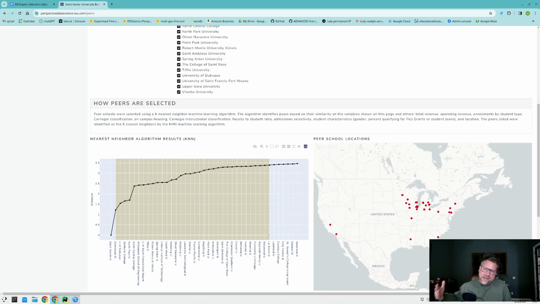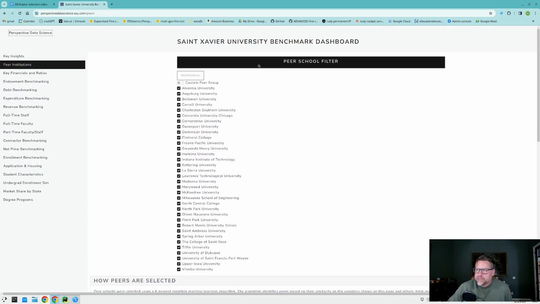That's the K part of KNN. You pick a K. In this case, I don't know how many this is, but usually it's about 35 peers. I cut it off right there, and we keep that as the peer set. So you can see these gold highlighted schools are the peer set for this particular school, St. Xavier. Let me walk you through how this works, some things to watch out for, and why I think it's the best way to go about finding peer institutions.